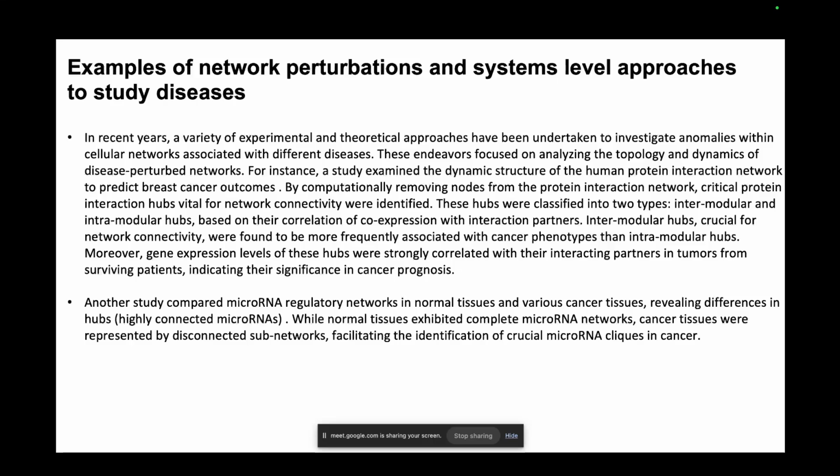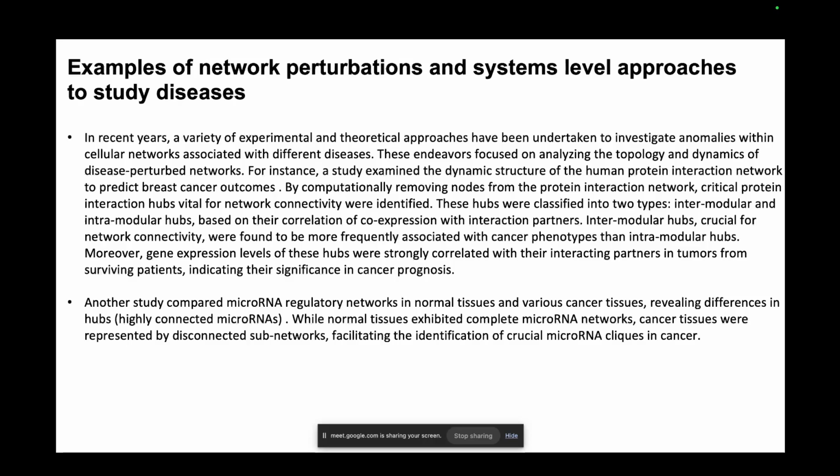Again, it was identified for breast cancer, and these hubs were classified into two types. One is intermodular, and the other is intramodular, based on the correlation of co-expression with interaction partners. Intermodular hubs, crucial for network connectivity, were found to be more frequently associated with cancer phenotypes than intramodular hubs. Modularity is something that we'll discuss further down this lecture.